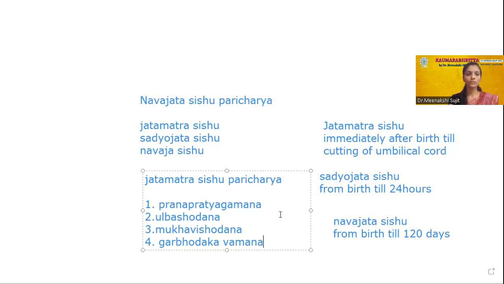If this fluid is not vomited out, severe diseases like Ulbashodana can arise. Whatever fluid has been aspirated, maybe amniotic fluid or meconium, should be vomited out, or else severe complications of obstruction of the air passage can be caused. So vomiting should be induced with Grita mixed with Saindava. They were mixing Grita and Saindava and making the newborn baby lick it so that the baby would vomit all the aspirated fluids.